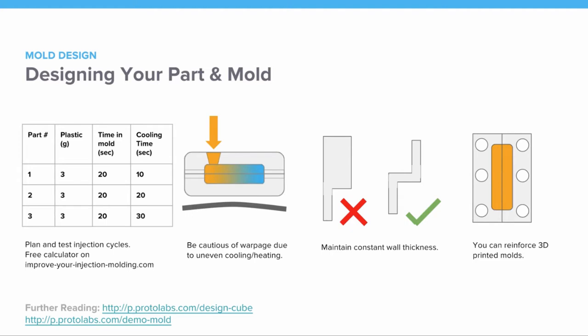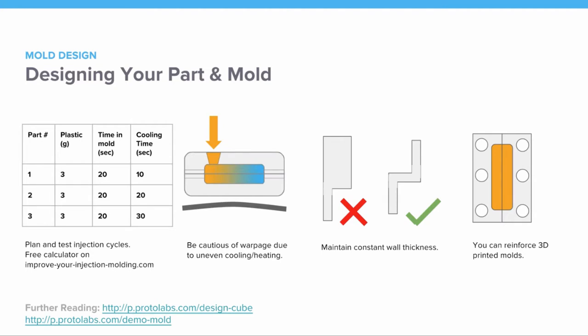You want to be careful of warpage due to uneven cooling and heating. We already talked about that a little bit. Big one here is maintaining constant wall thickness. Plastic cools, and when it cools, it shrinks, and when it shrinks, it can create surface blemishes on top of your part. To avoid that, you want to make sure your part cools at the same rate. That's why you want to maintain a constant wall thickness.